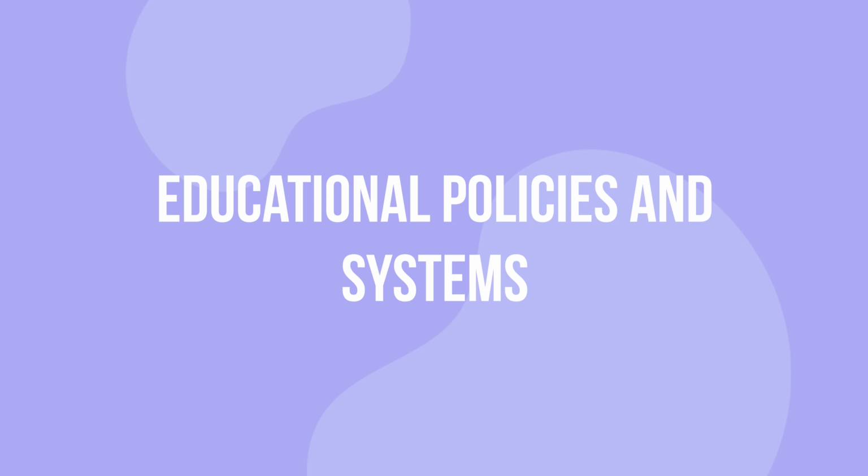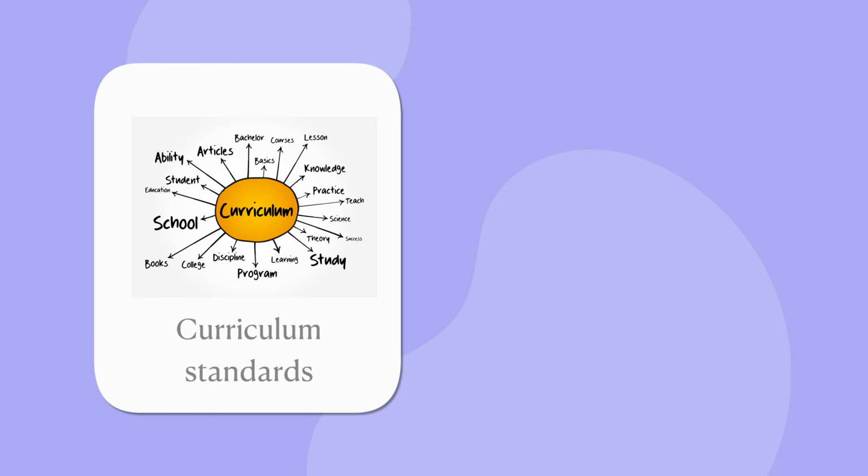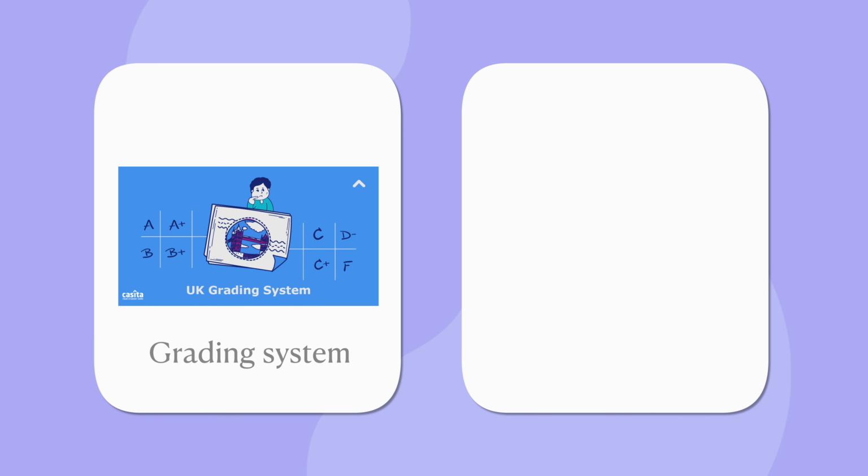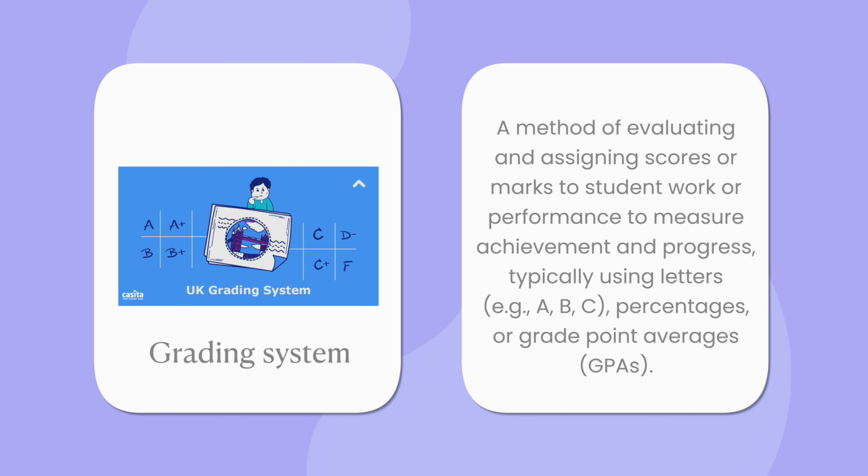Educational policies and systems. Curriculum standards. Established guidelines or criteria outlining what students should know and be able to do at various grade levels or in specific subjects, serving as benchmarks for educational programs. Grading system. A method of evaluating and assigning scores or marks to student work or performance to measure achievement and progress, typically using letters, e.g., A, B, C, percentages, or grade point averages, GPAs.